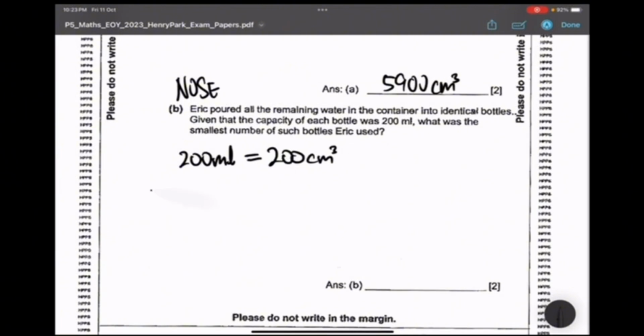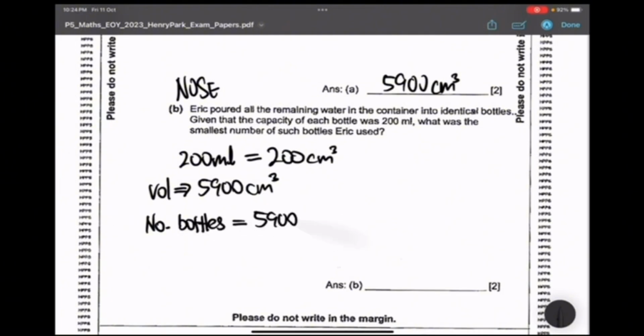Okay, and now I know that the new volume of water is 5,900 cm cube. If each bottle is 200 ml, I can find the number of bottles by simply taking 5,900 cm cube divided by 200 cm cube. Okay, and that would give me 29.5 bottles. Alright, but it is not possible to have half a bottle, right? So what we're going to do is to round up this to 30, and this is your answer for part B.